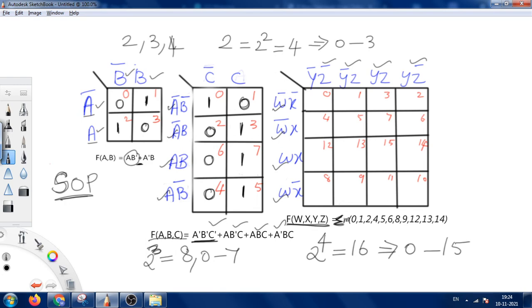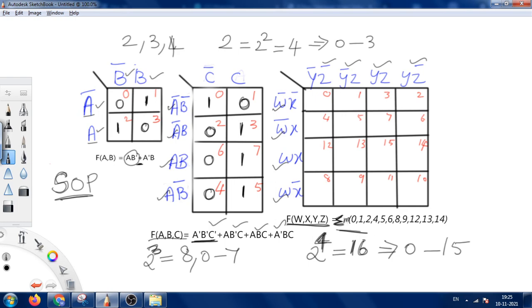Then coming to the 4 variable Karnaugh map. As we know, we have 4 variables, so 4 variables means we have 16 values. So the map has these combinations as W bar, X bar and so on. Now let us see, the question may also be given this way: sigma m. Sigma represents summation, m represents min terms.